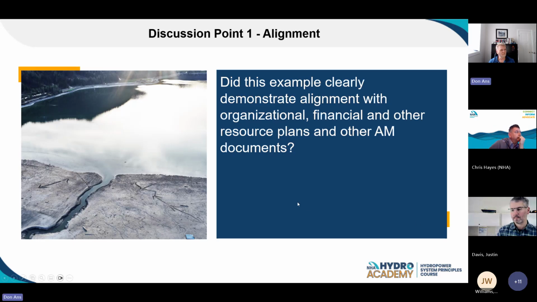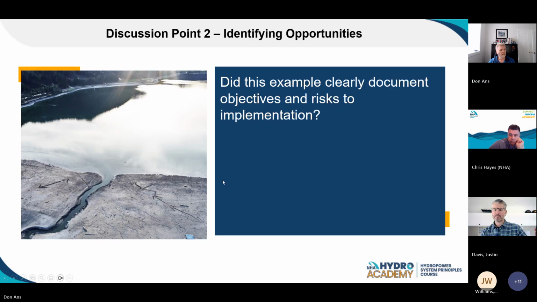Let's talk about point 2. Did this example clearly document the objectives and risk to implementation? Were you able to see how they developed all these different objectives, all these different investments that they should be doing, and the risk to their implementation? Indirectly.